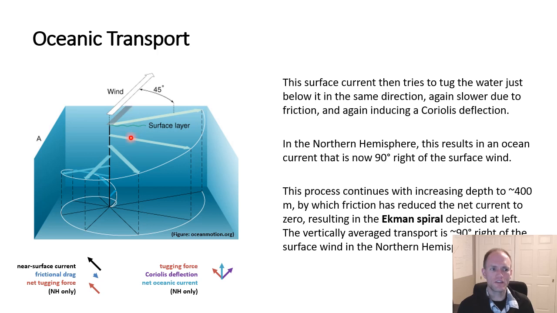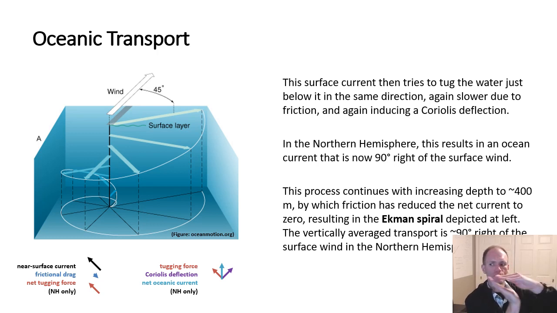When we consider this entire depth that we have here, from the surface down to about 400 meters deep, integrating or averaging all of these different vectors that we have depicted here associated with the Ekman spiral gives us an average transport 90 degrees to the right of the surface wind in the northern hemisphere, and it would be 90 degrees to the left of the surface wind within the southern hemisphere.